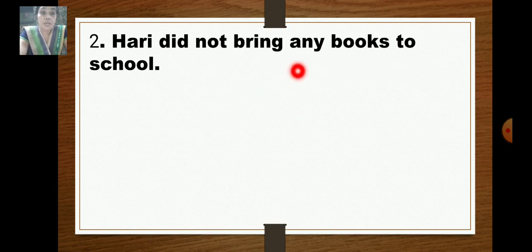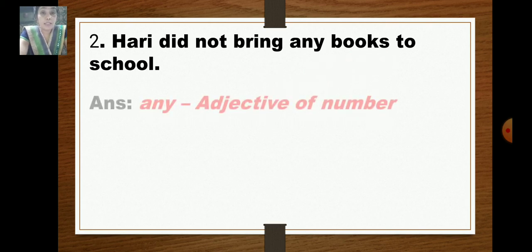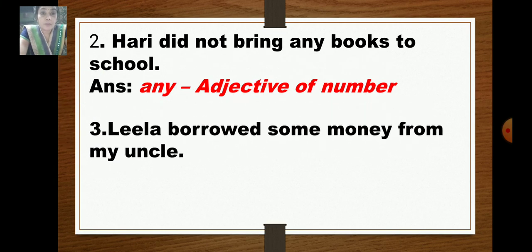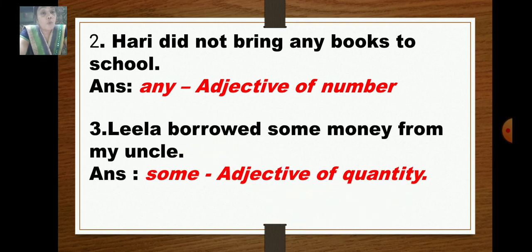Hari did not bring any books to school. So what is the answer? Any. Very good. So what did he not bring? How many books? None of the books he has brought. So any is the adjective of number. Leela borrowed some money from my uncle. So how much money? Some money. So here it is an adjective of quantity.